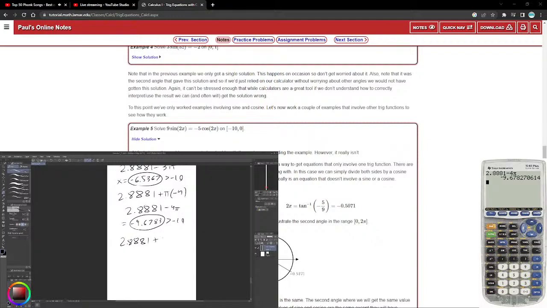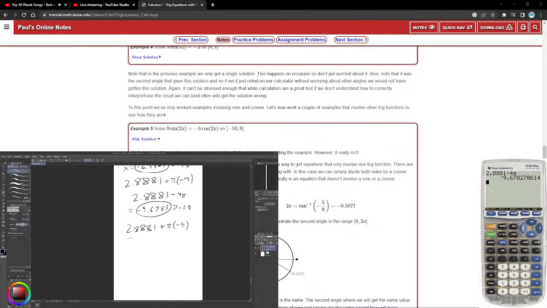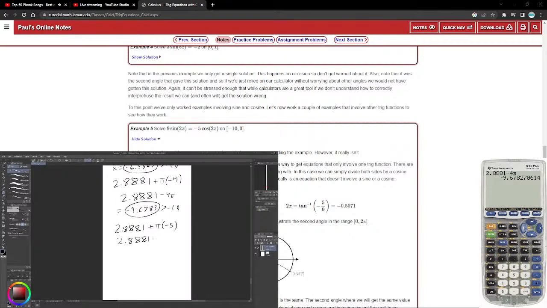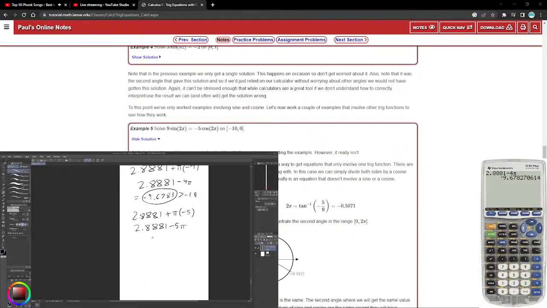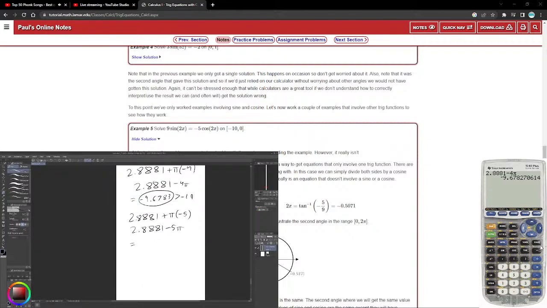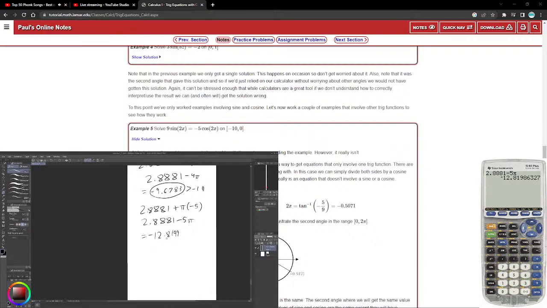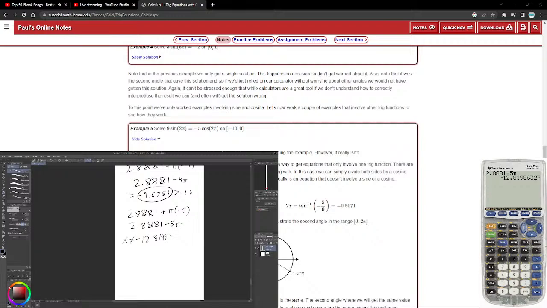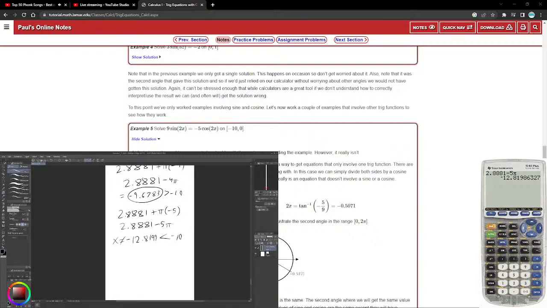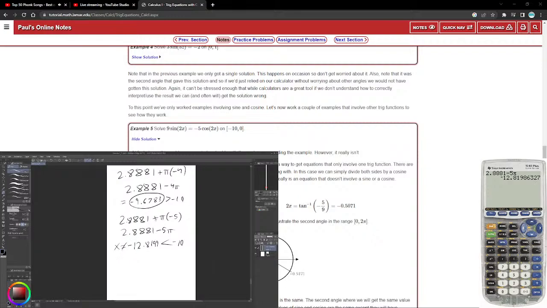2.8881 plus pi times negative 5, that is 2.8881 minus 5 pi, which equals negative 12.8199. So x does not equal that because it is less than negative 10. So it's not a solution.